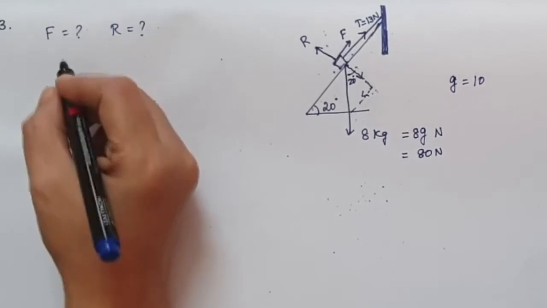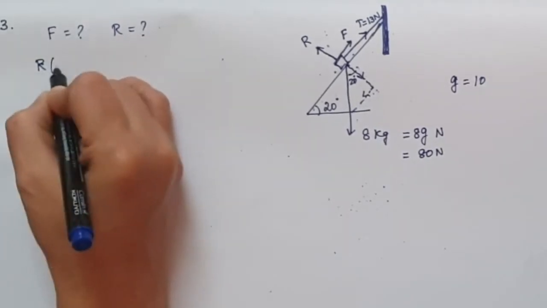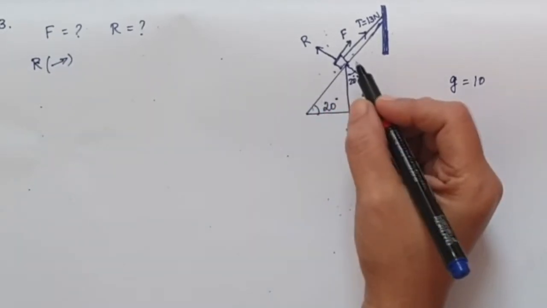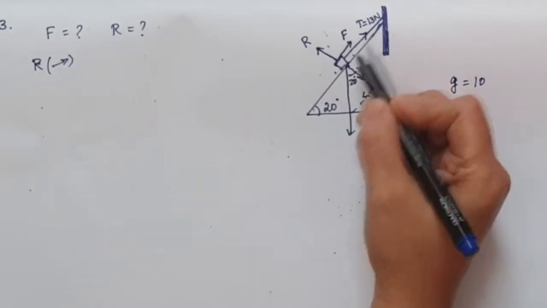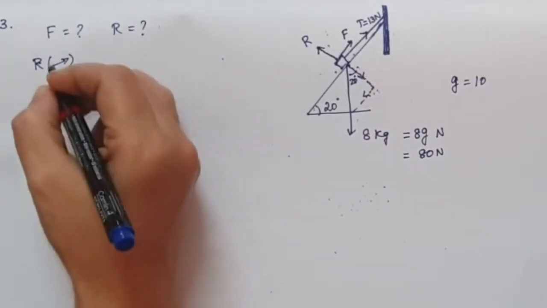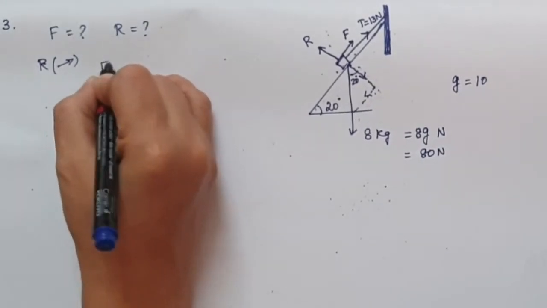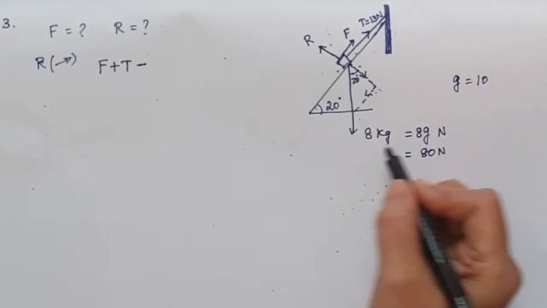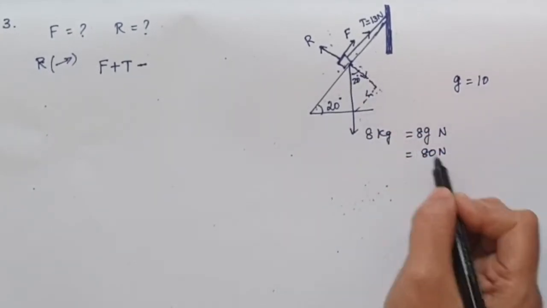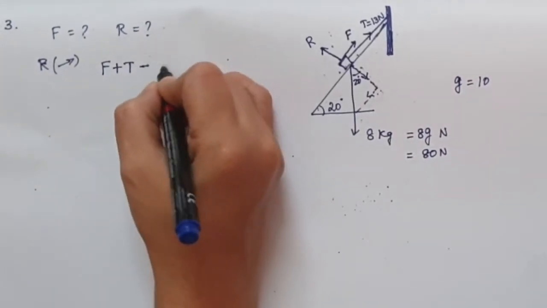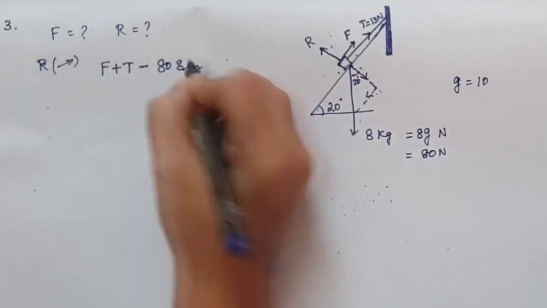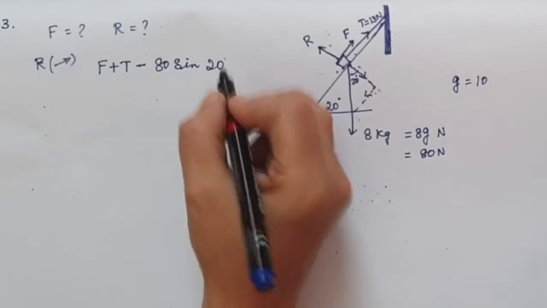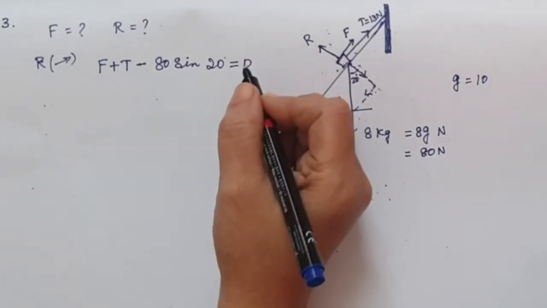In order to find F, we resolve all the forces along the plane. The tension is upward and the frictional force is also upward, so it will be F plus T. And then the weight component is downward. The hypotenuse is 80, so it will be equal to 80 sine 20, since it is the opposite side, it is sine.